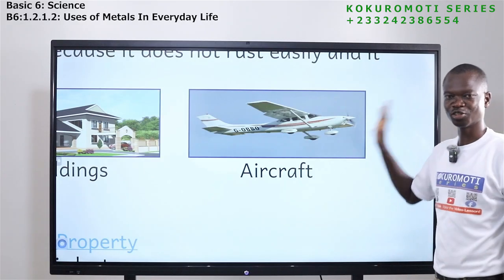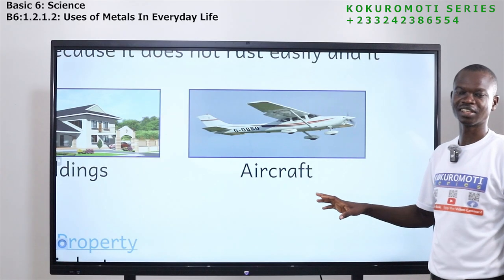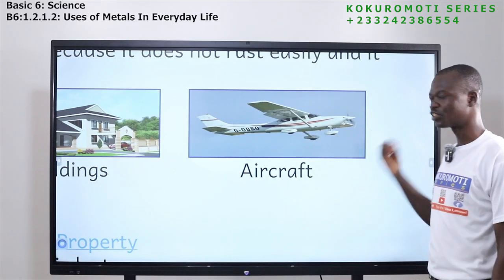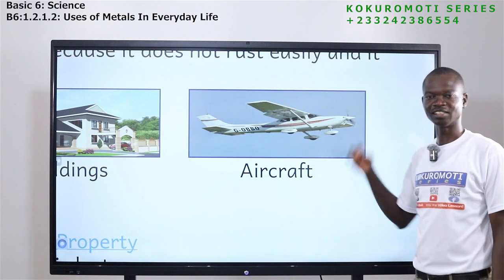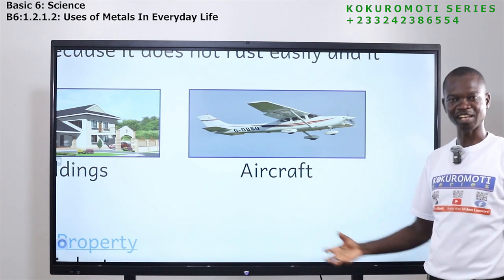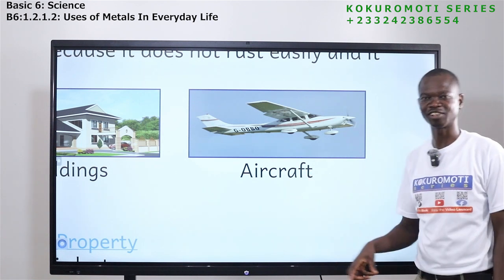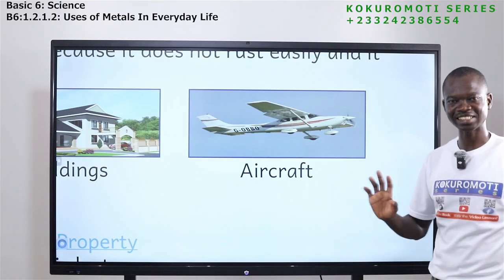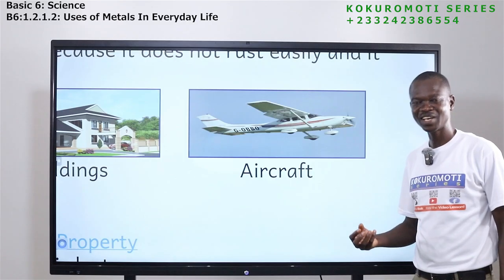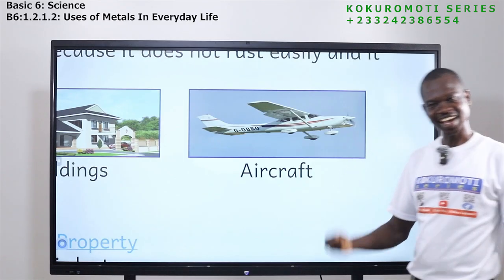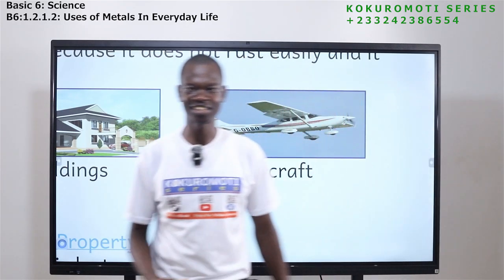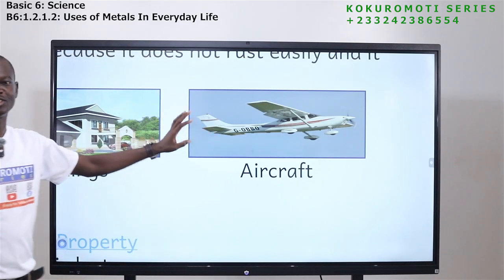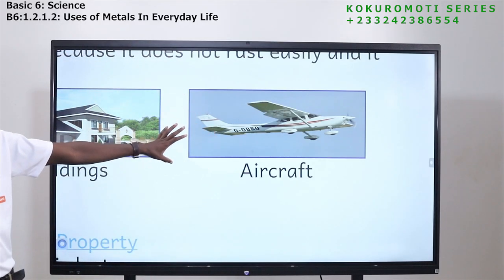So these aeroplanes, they did not use rubber, they did not use soil, they did not use wood, they use metal. And the type of metal that they use is aluminium. Why aluminium? Among all the metals, why aluminium? They use aluminium because it does not rust easily. Two, it is lightweight. It is not heavy. So because of that, aluminium is used to build aircraft.